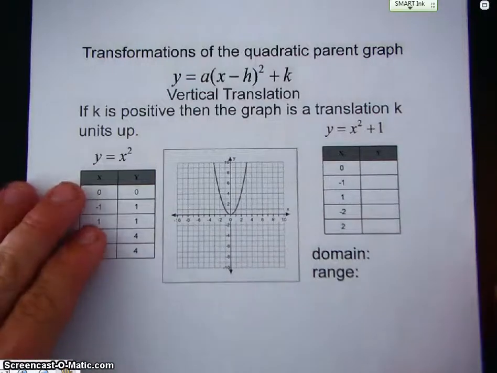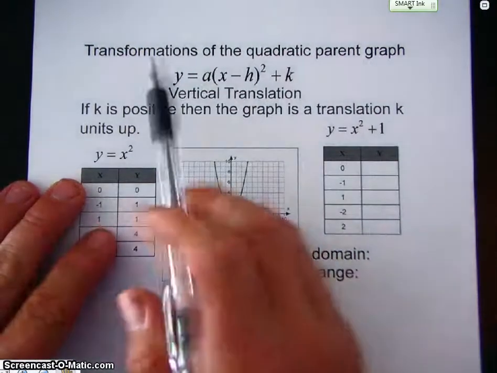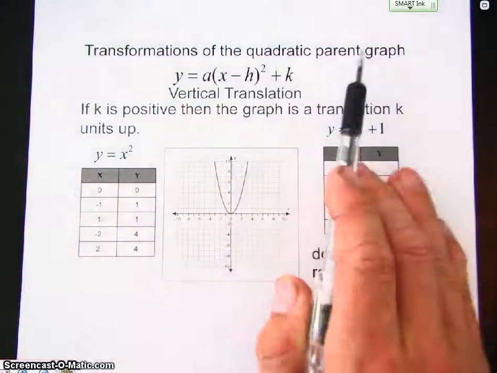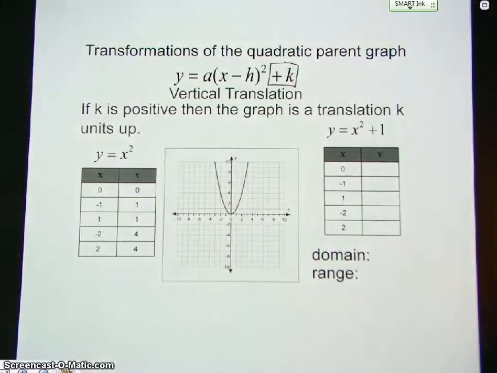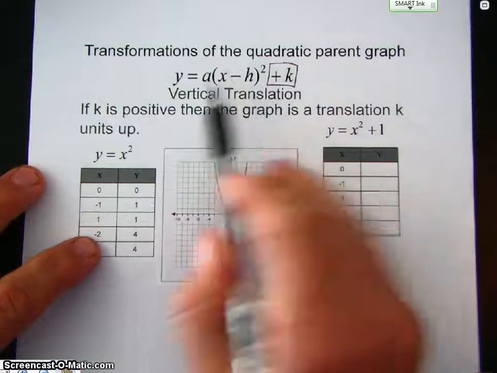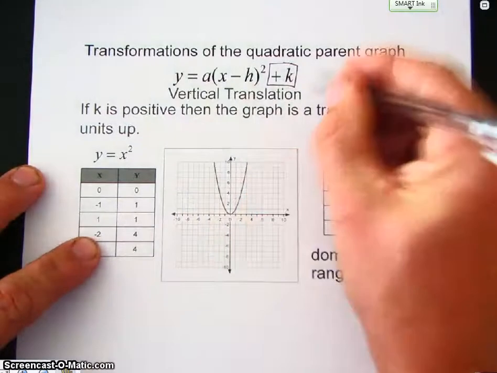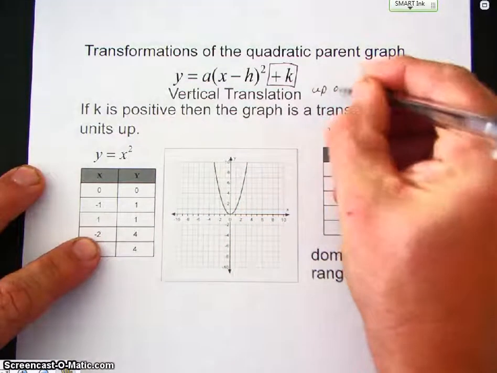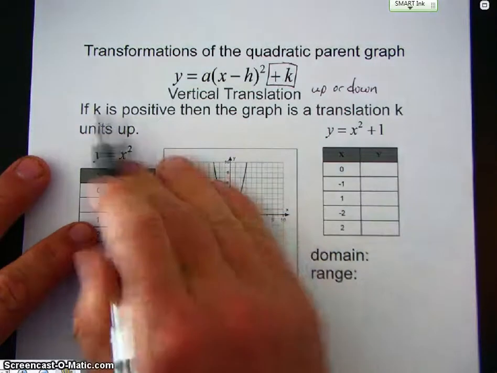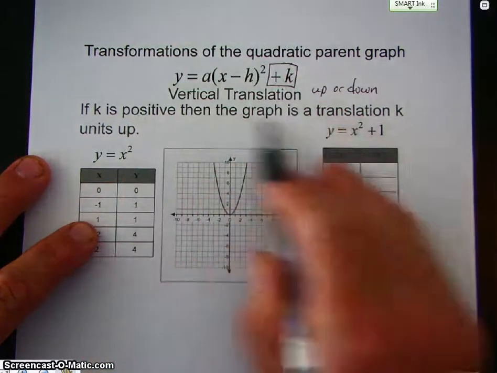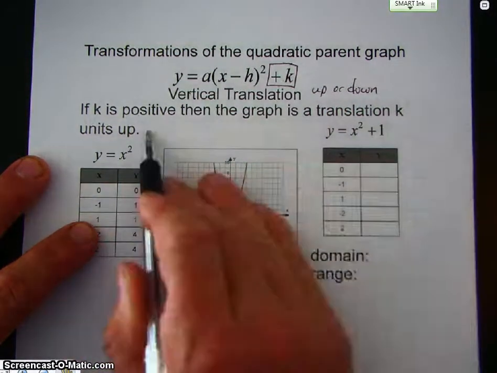Alright, now in this video, we're going to look at transformations of the quadratic function again, but this time we're just going to look at what k does to the graph. Well, k affects the vertical translation. In other words, does it move up or down? Okay. If k is positive, then the graph is a translation k units up.